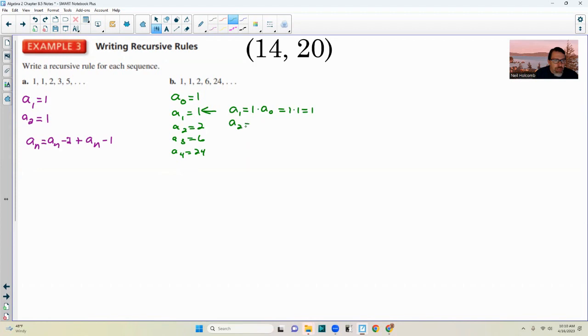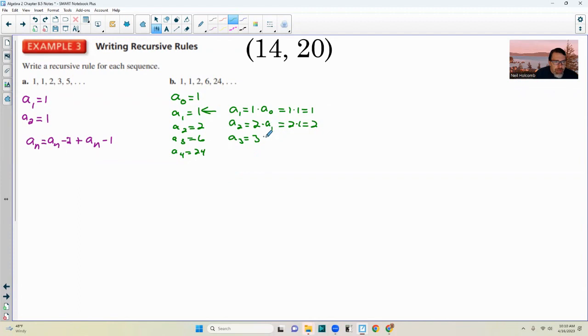So a sub 2 equals 2 times a sub 0. Which is a sub, I'm sorry, 2 times a sub 1. It is also a sub 0, but we don't want to use the same one every time. So this is 2 times a sub 1. Well, a sub 1 is 1. 2 times 1 is 2. And sometimes you might have to try a few things here. Just be tedious and have some grit here and try to figure it out.